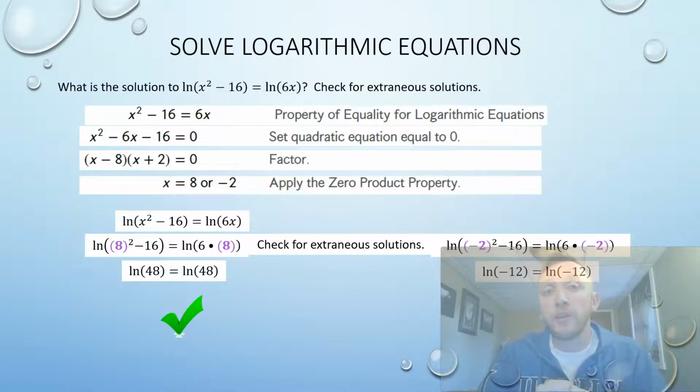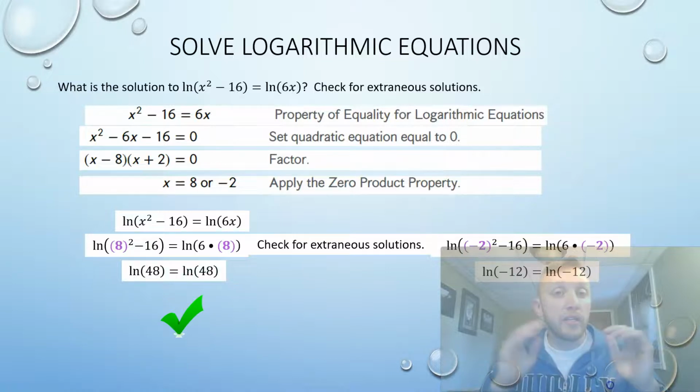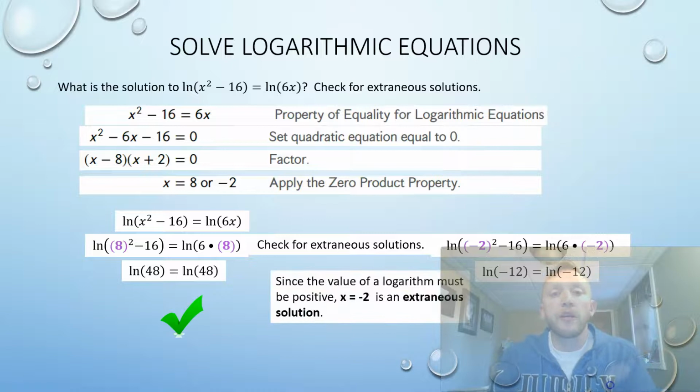and there's no exponent that I could apply to e to make that e into a negative number, because e itself is a positive number. So there's no exponent that we could apply to a base, when the base is already positive, that would make it negative. So there's nothing I could apply to e that would make negative 12. So even though it looks good, it's actually not. Since the value of a logarithm must be positive, x equals negative 2 is an extraneous solution. So in this scenario, 8 would be the only solution. Negative 2 is an extraneous solution.